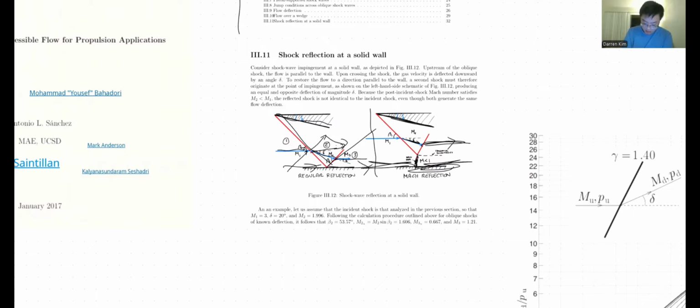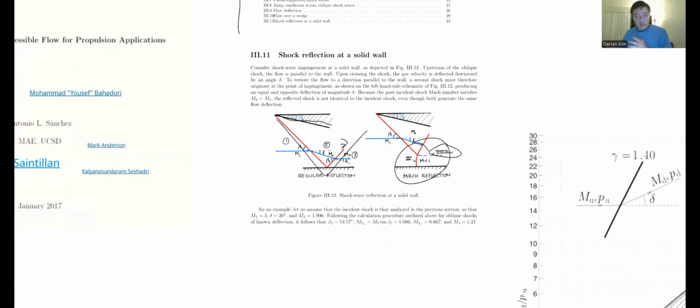This over here is called a Mach stem. And this is a tangential discontinuity that appears. So what does this really show me? This shows me that this solution is 100% possible, which makes perfect sense.